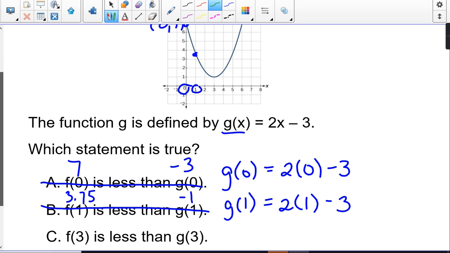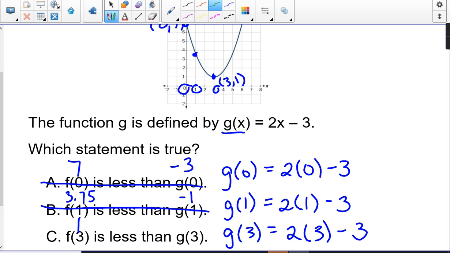C, we're comparing f of 3. So we look at 3, and I see the point 3, 1, output of 1. Then I take the equation, I put in g of 3 is 2 times 3 minus 3. 2 times 3 is 6. 6 minus 3 is 3. And here we go. 1 is less than 3. Yes, that is true. So it's choice C.